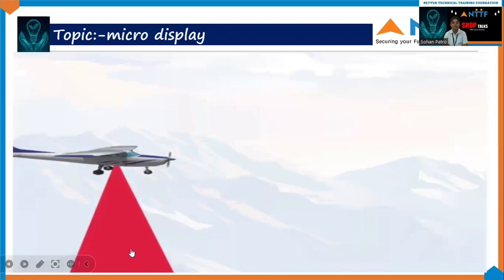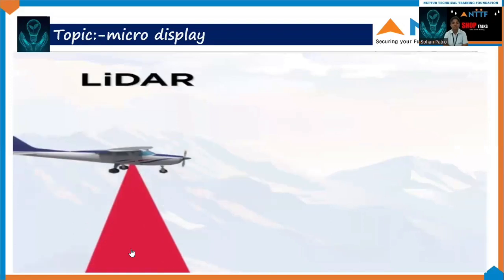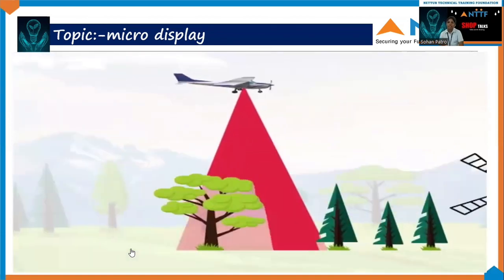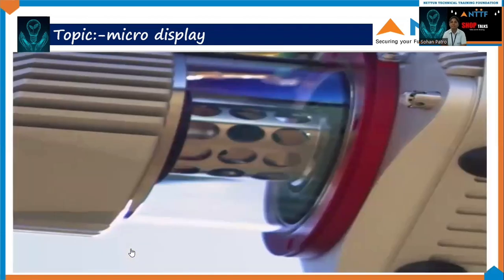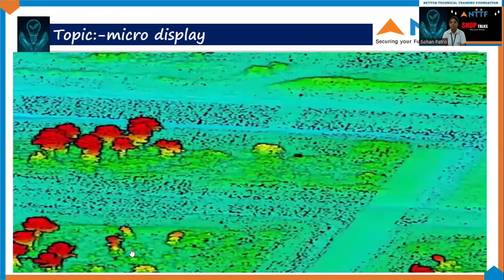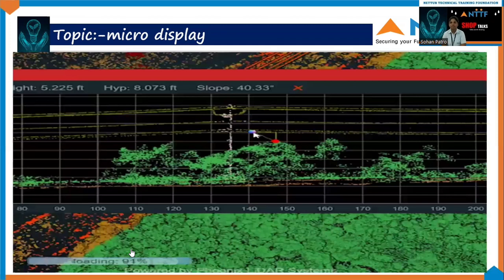Then there is a video of the LiDAR system. Here the LiDAR system uses the laser beam to detect and scan the area. This is a 3D visualization which is received by the LiDAR system.